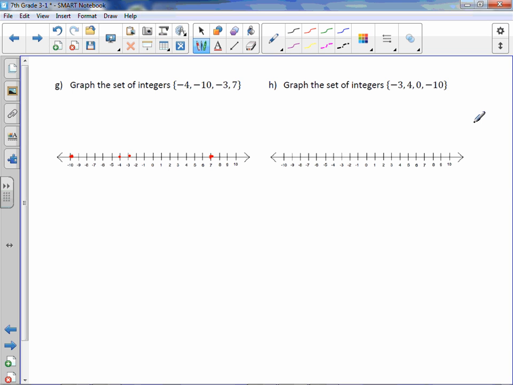Graph the set of integers, -3, that's better, 4, 0, and -10.